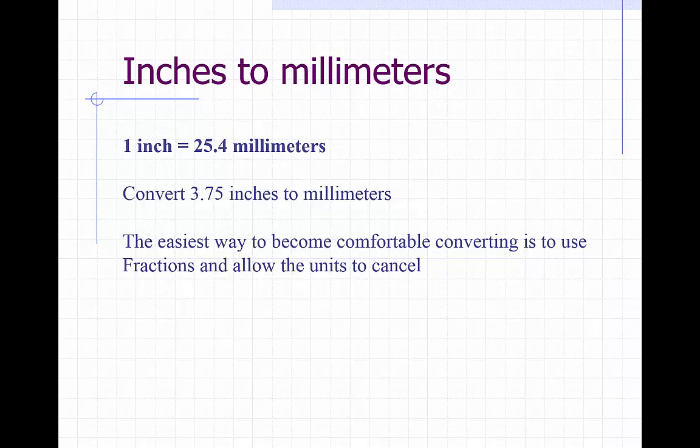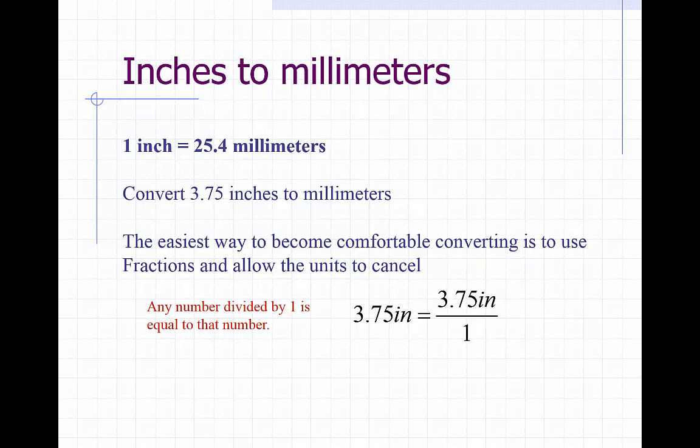So here we've got a problem where we want to convert 3.75 inches to millimeters. The first thing I want you to do is review the conversion factor. So we know that there are 25.4 millimeters in an inch. We want to lay this problem out in such a way that we put it in fraction form. So any number that's divided by 1 is equal to that number. So we're going to put 3.75 over 1.